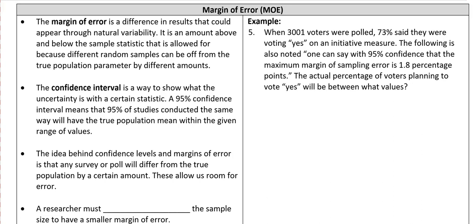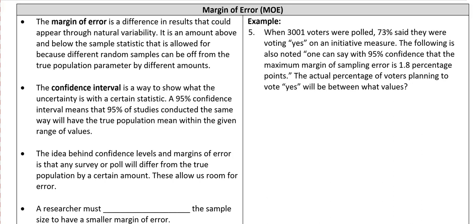Okay, so we also have something called a confidence interval, which is a way to show what the uncertainty is with a certain statistic. It might say a 95% confidence interval, which means that 95% of studies conducted the same exact way will have the true population mean within the given range of values. The idea behind confidence levels and margins of error is that any survey or poll will differ from the true population by a certain amount. These basically just allow us room for error.